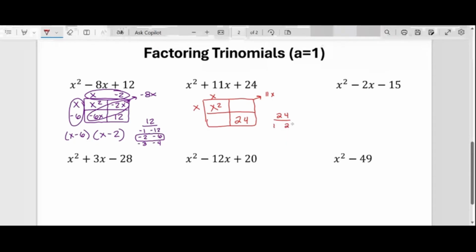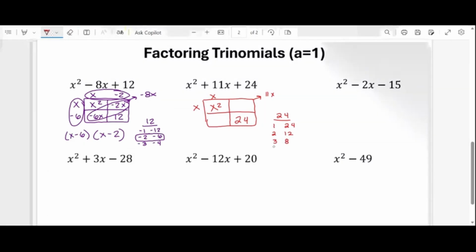Obviously, we'll do 1 and 24, 2 and 12, 3 goes into 24 a total of 8 times, 4 goes into 24 6 times, 5 does not go into 24, 6 does, but since we already have it written down, we can stop. We need to figure out which one adds up to 11. The 3 and the 8 is obviously going to add up to a positive 11, so I'm going to have a positive 3 right here and a positive 8 right here.